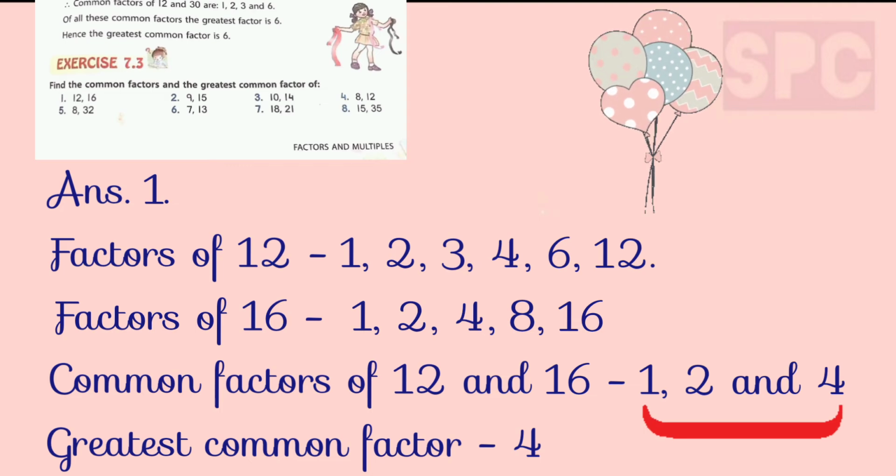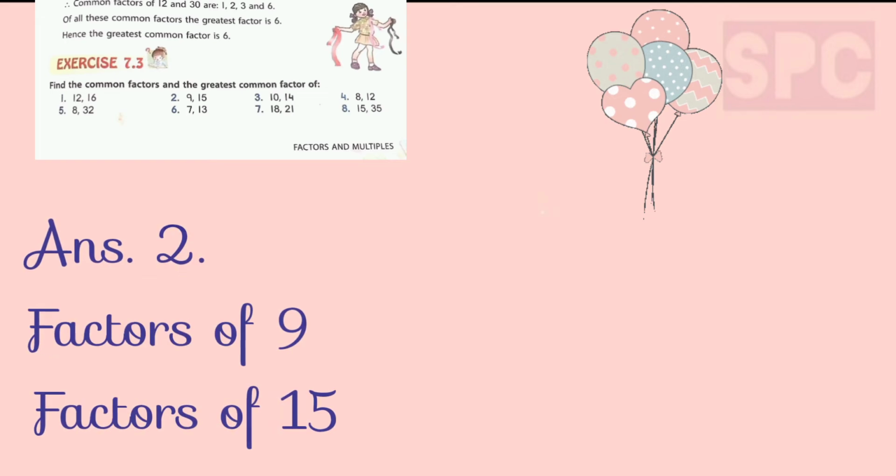In this way we learnt how to find common factors and the greatest common factor of any given set of numbers. Here two numbers are given. Even if 3 or 4 numbers are given, still you have to follow the same procedure. You have to write all the factors of the given numbers, and then find the common factors which appear as factors in all the numbers. Those will be the common factors, and out of those common factors, whichever is the greatest factor will become the greatest common factor. Let's move on to question number 2.